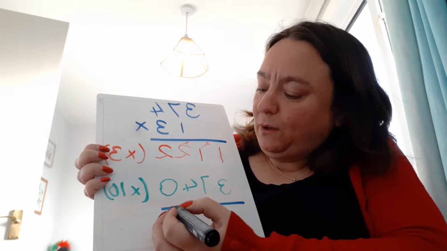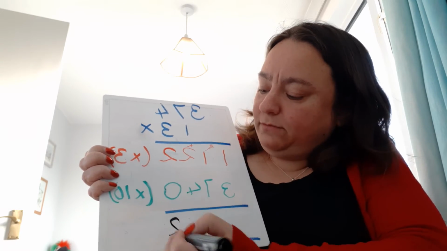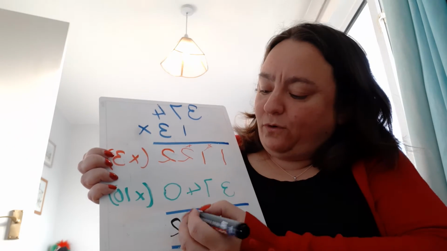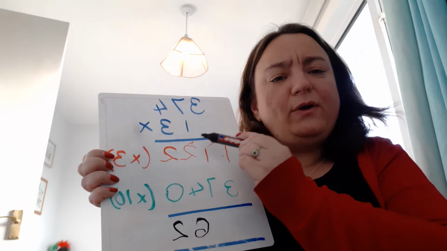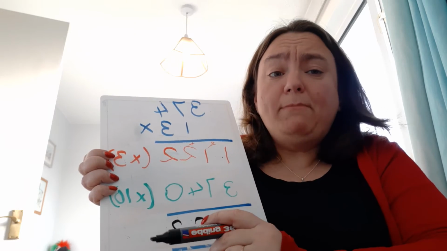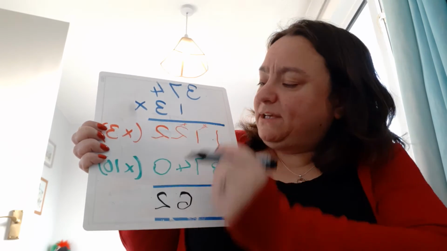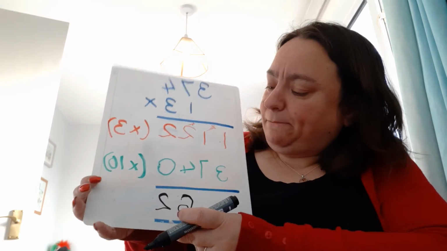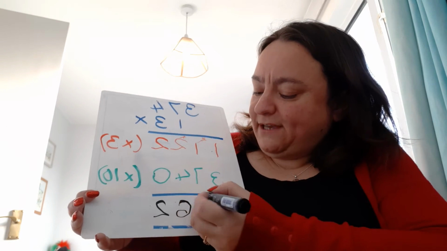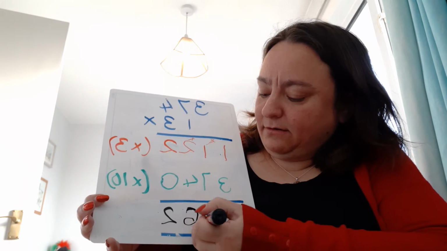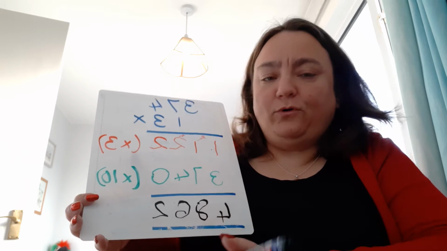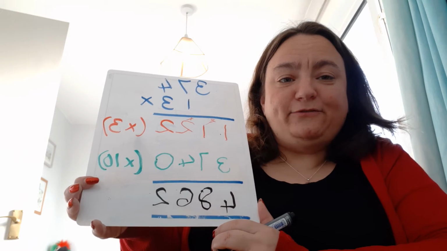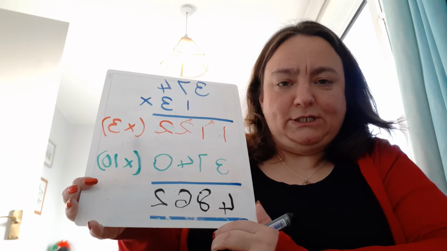So I've got 2 add 0 is 2. 2 add 4 is 6. Now, perhaps you noticed as I was going along, I was crossing out my little numbers, so I remember not to add them in anymore, because otherwise it would get too big, the answer. So 1 add 7 is 8 here, and then 1 add 3 is 4. And my answer is 4,862.